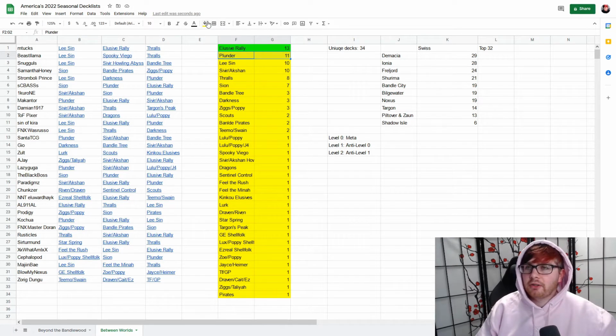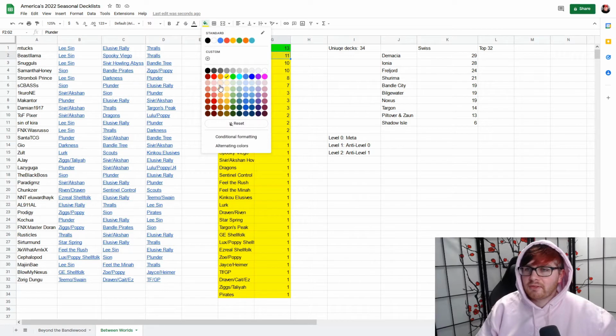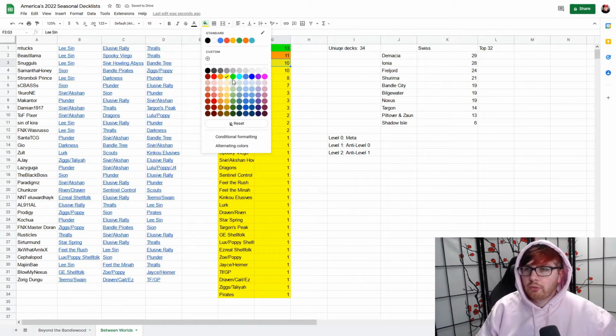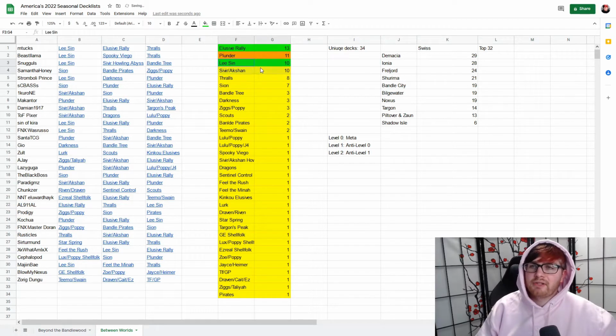In the top cut, Plunder, I think, is going to stay relatively the same. I don't see a lot of people swapping onto or off of this one. Lee Sin, I would expect to go up. You always tend to see Lee Sin go up in top cut. Sivir Akshon, I actually think, should go down.